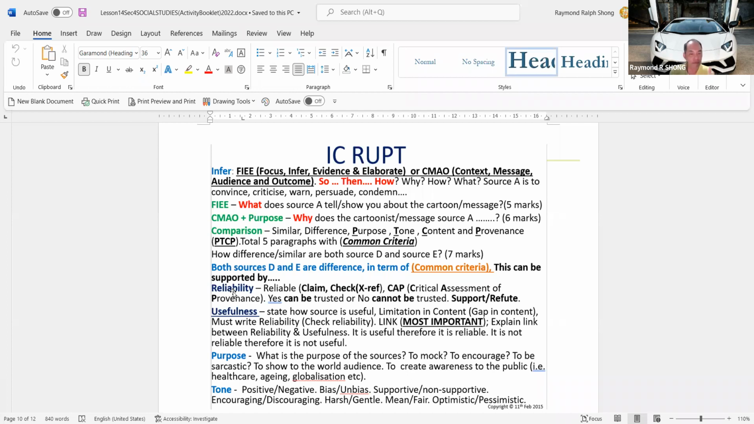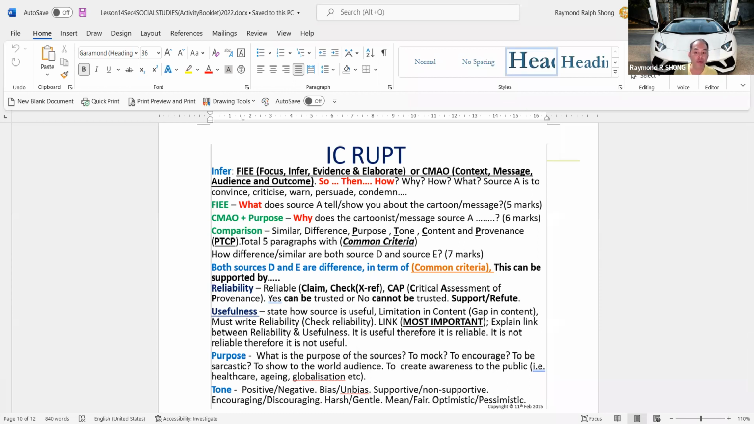Okay, this is just a simple example. Now, the purpose and tone, for goodness sake, don't need to think too much. Just give yourself 10 purpose and 10 tone. If you don't know what the tone is, just put that the tone is positive and negative. The tone is biased, not biased, supportive, not supportive. Understand? Don't think too much, just put it like this. Just use whatever I give you here.